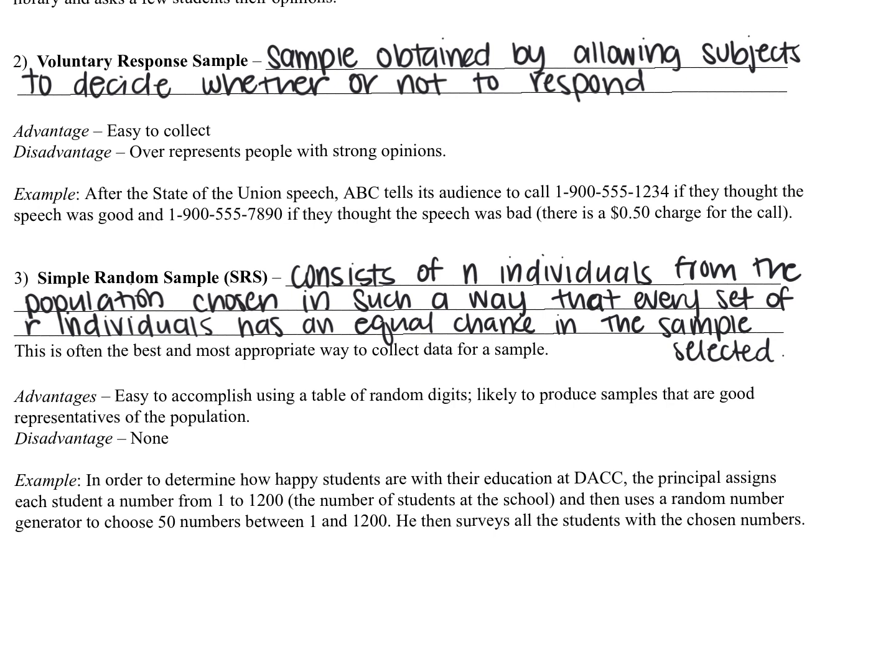So, for example here, in order to determine how happy students are with their education at DACC, the principal assigns each student a number from 1 to 1,200. Let's assume that 1,200 is the total number of students we have at the school. We then use a random number generator to choose 50 numbers between 1 and 1,200. And then all of those students that were chosen are then surveyed. So the time-consuming part comes from assigning a number to each student. That's really the only disadvantage, the time-consuming part on the front end. But other than that, it's a very good way to represent your population in a sample.